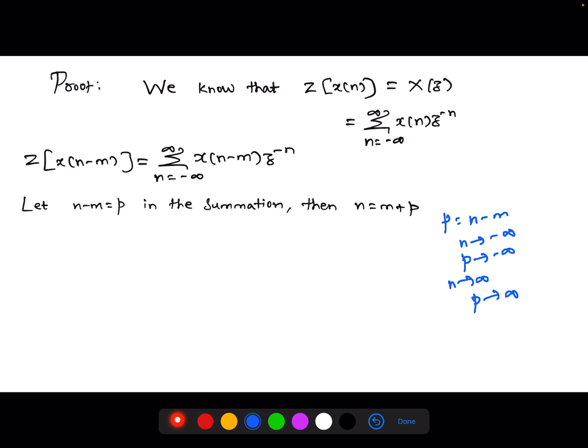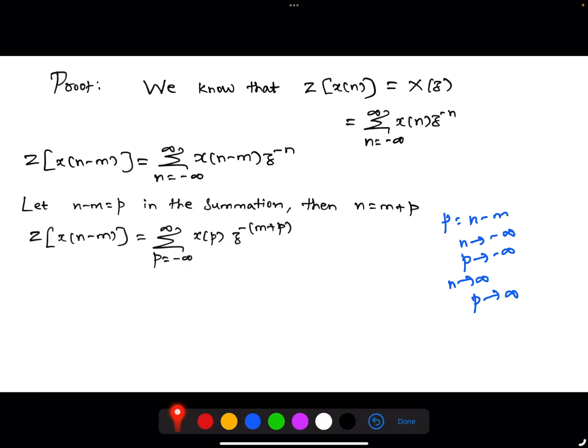The reason is you're going to change this in terms of p. So let us change that. Z of x of n minus m is equal to, here I'm going to change n as p. As I told you, p is nothing but n minus m. So when you substitute n as minus infinity, p becomes minus infinity, and when you substitute n as plus infinity, p is plus infinity. x of n minus m is replaced as x of p, z to the power minus n is replaced as z to the power minus m plus p inside the brackets.